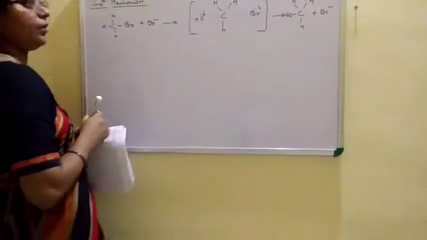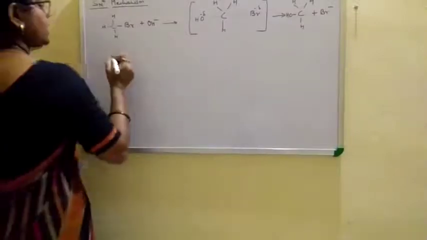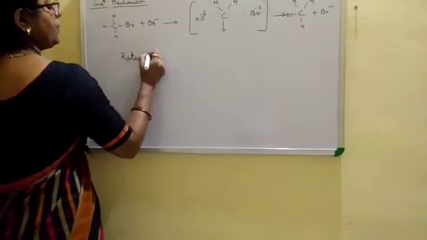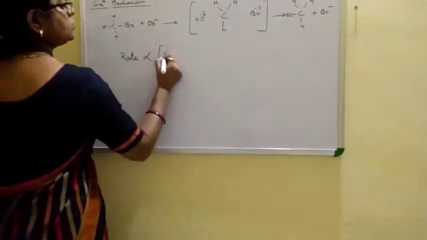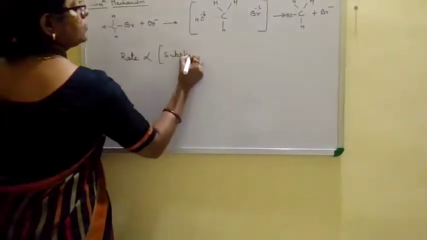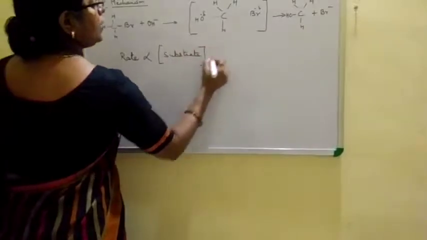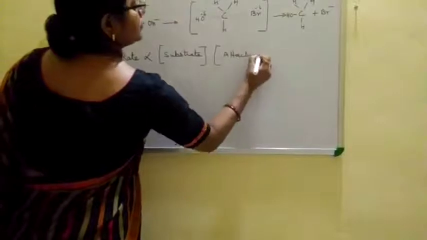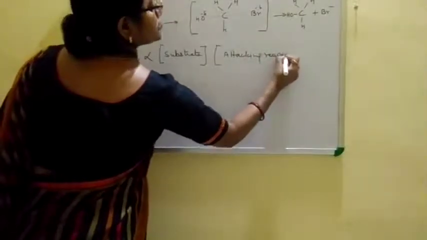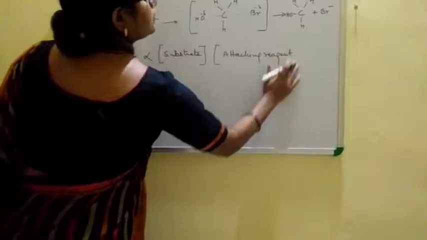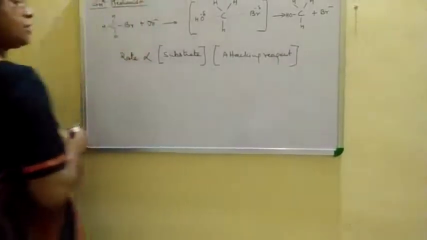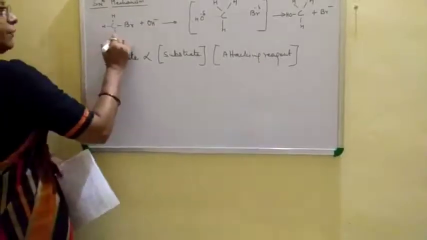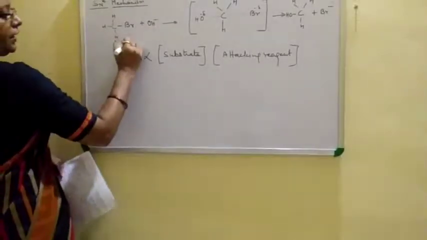Now the SN2 reaction mechanism. In the SN2 reaction mechanism, the rate of the reaction depends upon both the substrate molecule and the attacking reagent. That's why it is known as SN2 reaction mechanism. Here it generally takes place in primary alkyl halide.